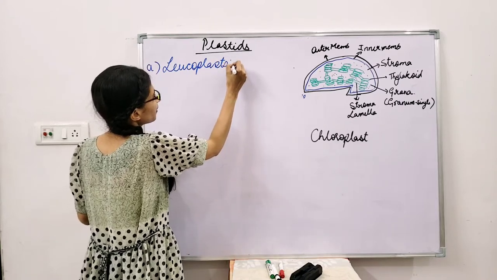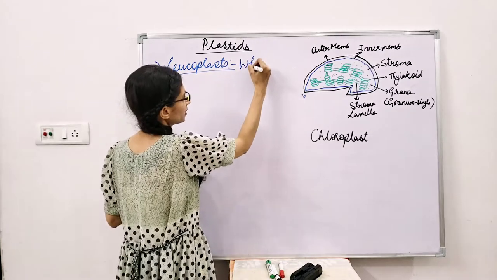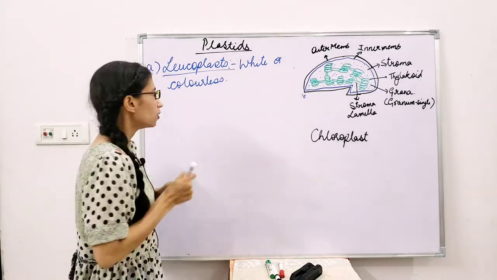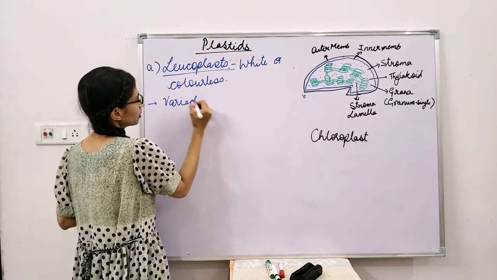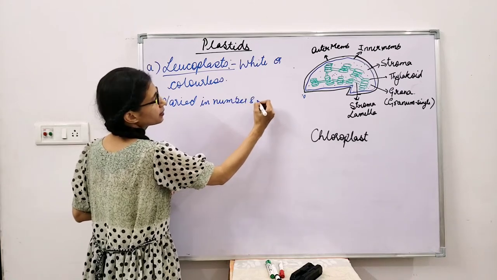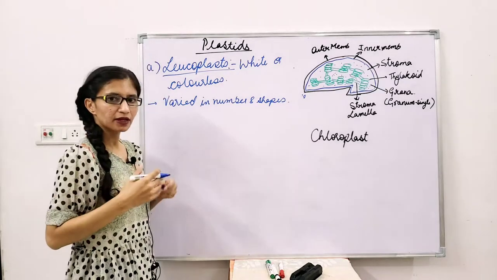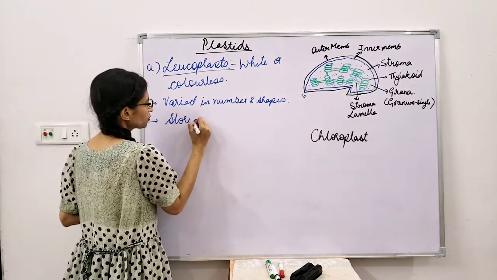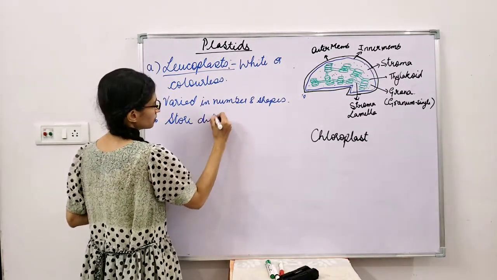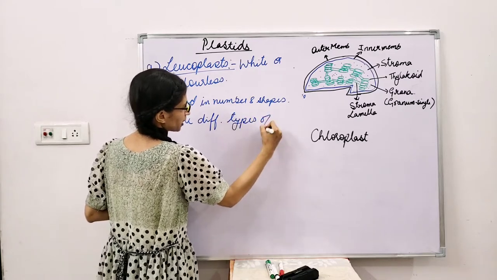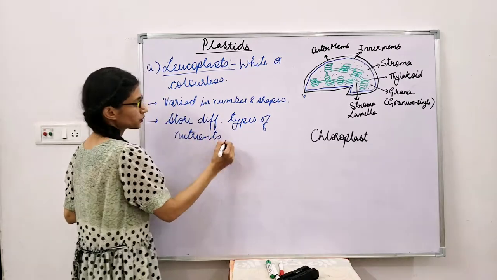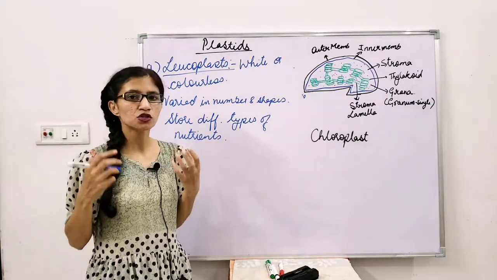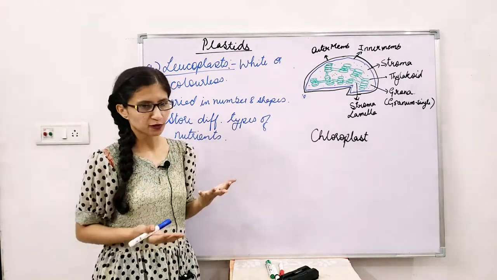Leucoplasts are either white or colorless pigments, which means they don't provide any color to the plant. But they vary in number and shapes. Other than that, they also store different types of nutrients. Plants require nutrients for their growth, and they produce different types of nutrients through different plant processes, so these need to be stored somewhere in the plant so that they can be used in any of the processes that the plant has to perform.